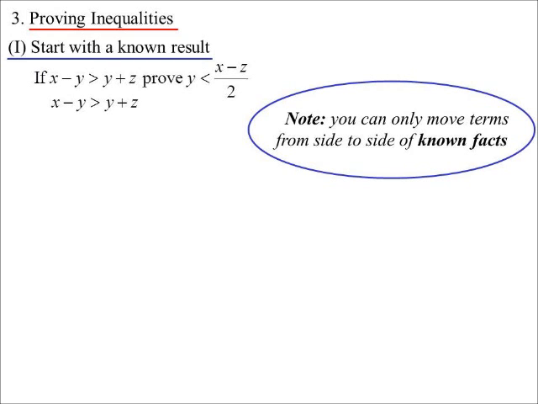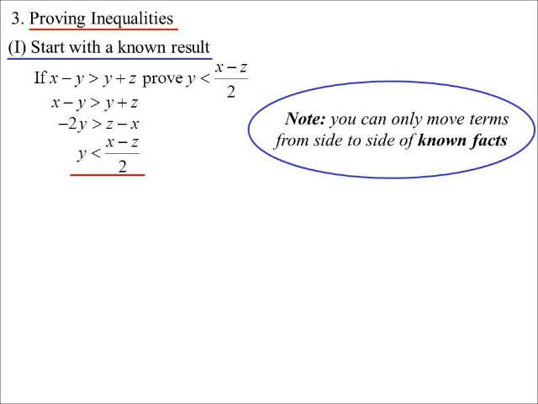Right? So you can only move terms on known things, things that are known to be true, known facts. This is a known fact. It was given to me. So I can move things here. I can say minus 2y then must always be greater than z minus x. And there you go. It falls out quite nicely.